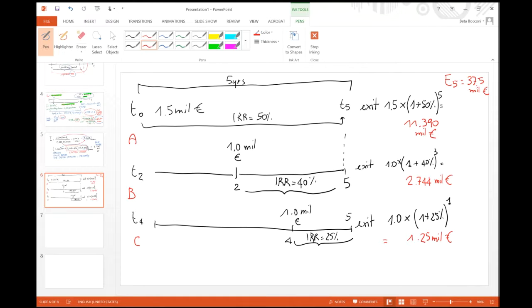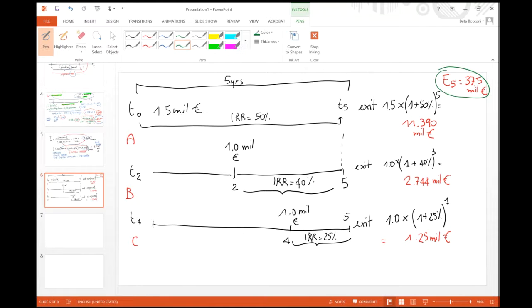If we consider the value of 37.5, 100% of the equity in T5, and we know that investor A must have 11.39 million if we want to have everything compatible with the investment, the internal rate and the time horizon. The second investor has an implicit value after 3 years of 2.744, and the third has an implicit value after 1 year of investment of 1.25.